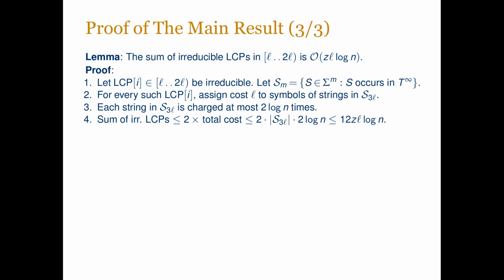It remains to observe that since all LCP values we consider are between L and 2L, and for each we charge a cost of L, the total sum of all considered LCPs is no more than twice the charged cost. The latter quantity is bounded by the size of the set S3L times 2 log n. It remains to recall the observation about LZ77 that the number of distinct substrings of length m is at most m times z. Applying this to the set S3L, we obtain the final upper bound.